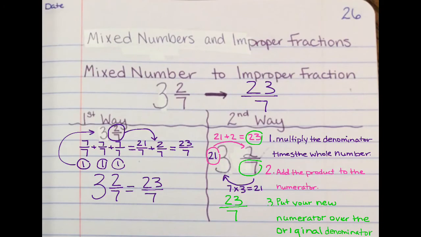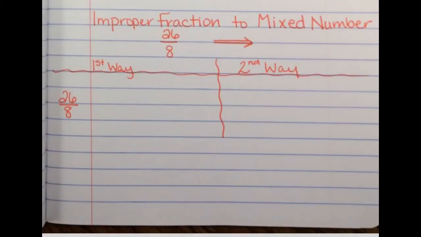Now we're going to look at how to change an improper fraction to a mixed number. And again, we're going to do two different ways. Okay, 2-column notes. We're going to do it two different ways. You kind of work backwards from what you did up above.